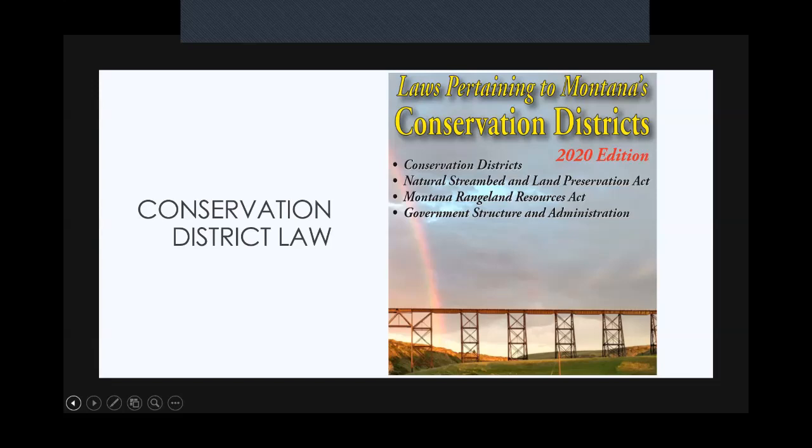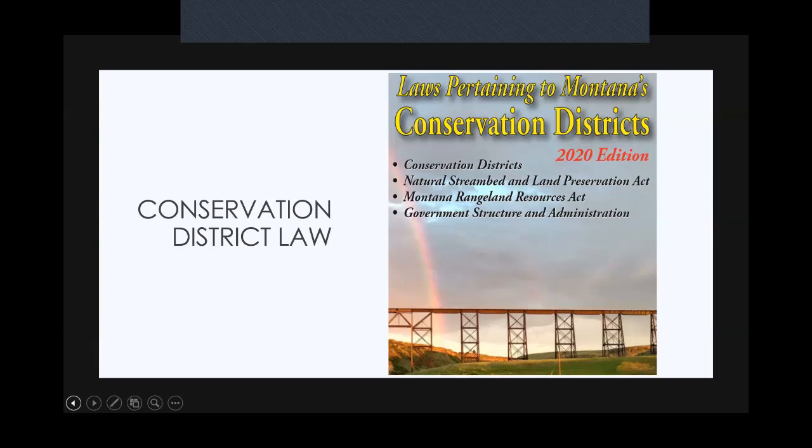The law also mentions how your meetings have to be open, they have to be posted, your minutes have to have certain things in them, and those also have to be available to the public. It tells you how you farm, how you change your boundaries, how you hire consultants. So if you don't have a copy of the law book, I would advise that you contact us and get one.